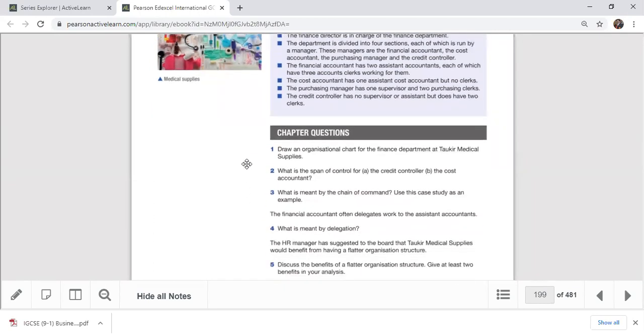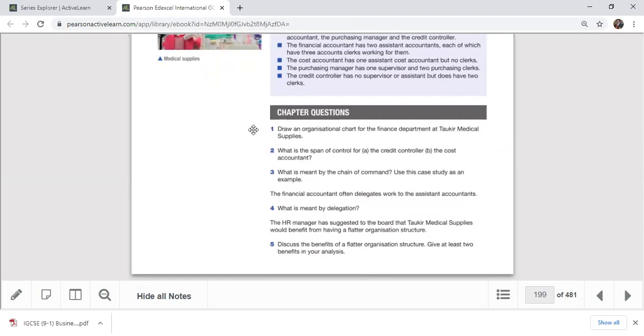They're asking the first question: draw an organization chart for the finance department of Takir Medical Supplies. Then they ask what the span of control of the credit controller is. Span of control means how many people they directly control under them. Then, what is the span of control of the cost accountant? The third question asks what is meant by the term chain of command, using this case study as an example. Then, the financial accountant often delegates work to assistant accountants. What is meant by delegation?